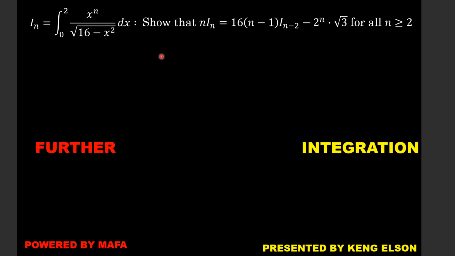Okay, so the question is asking us to show that n times I of n is equal to 16 times (n minus 1) times I of (n minus 2), plus x to the power n times the square root of 3, for all n greater than or equal to 2, provided I of n is equal to the integral from 0 to 2 of x to the n divided by the square root of 16 minus x squared dx.